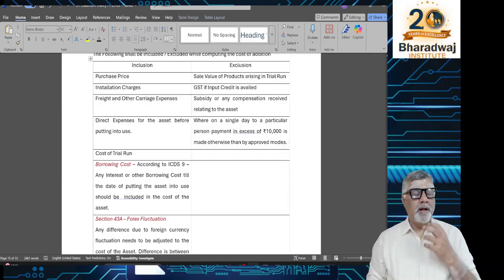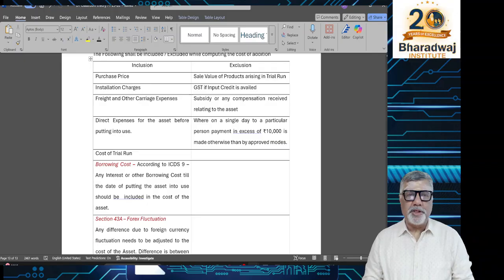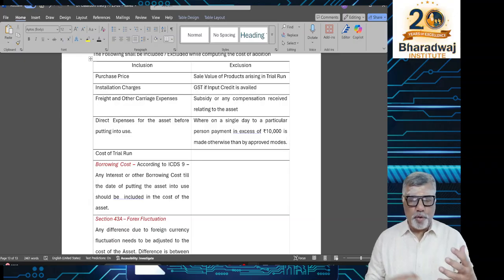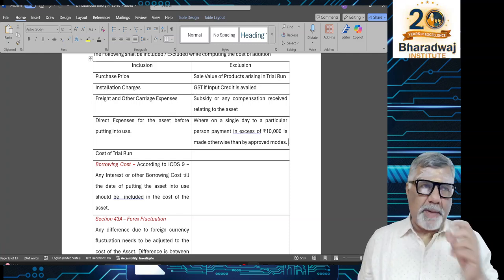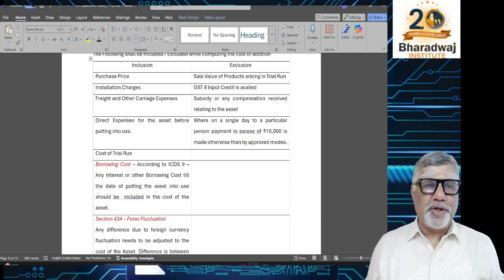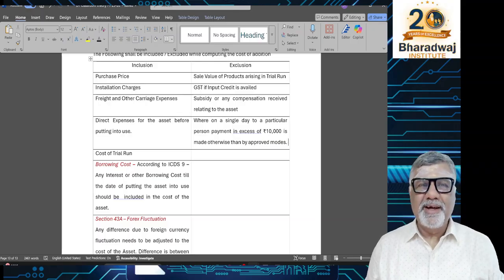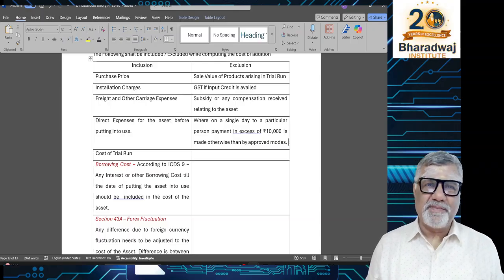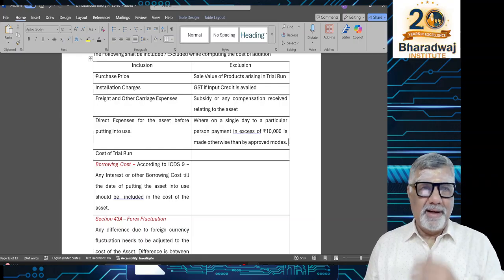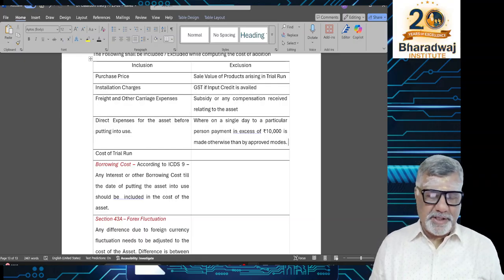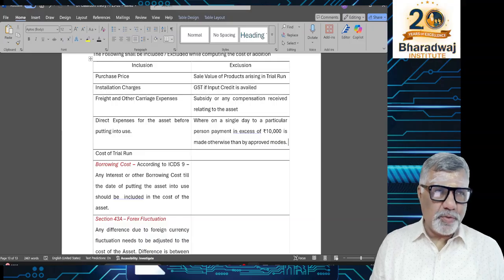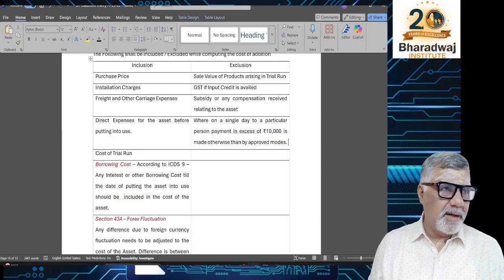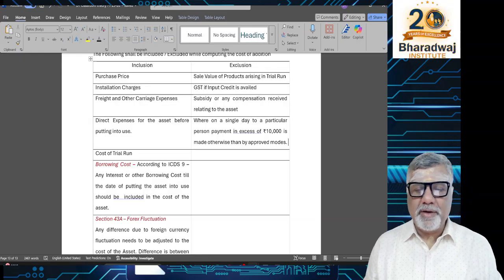So the first concept of addition is what is included and excluded in the cost. Remember, all expenditure up to the date of putting the asset into use, which will include borrowing cost and 43A, that is forex. Reduction: subsidies, and cash payments of more than 10,000. Can I proceed? Okay.